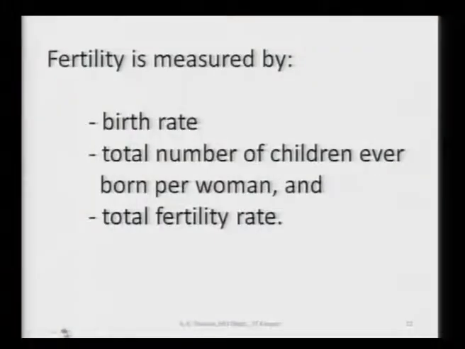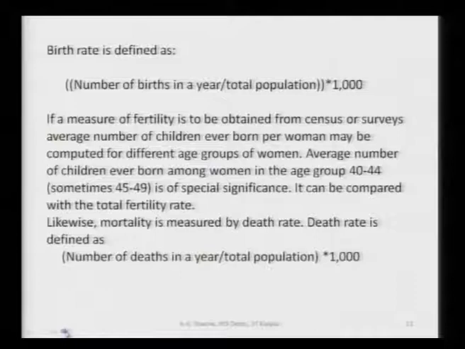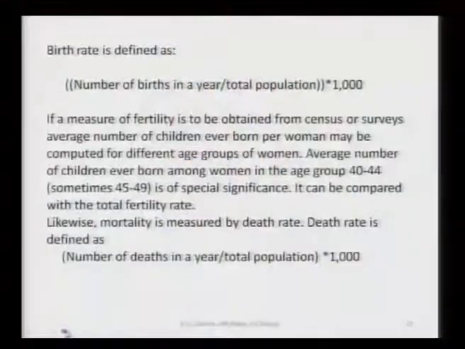This is about nuptiality. The next process is that of fertility. Fertility is measured by birth rate, total number of children ever born per woman, and total fertility rate. Birth rate is already defined. When I defined natural growth rate of population, I defined birth rate. It was defined as number of births in a year divided by total population multiplied by 1000. It is customary to multiply this birth rate by 1000. In some analytical studies, for birth rates and death rates, we do not multiply by 1000, but that is only for analytical purposes. For descriptive purposes, whenever we compare birth rates, death rates of different countries, it is more convenient from the point of view of communication to express it like this.